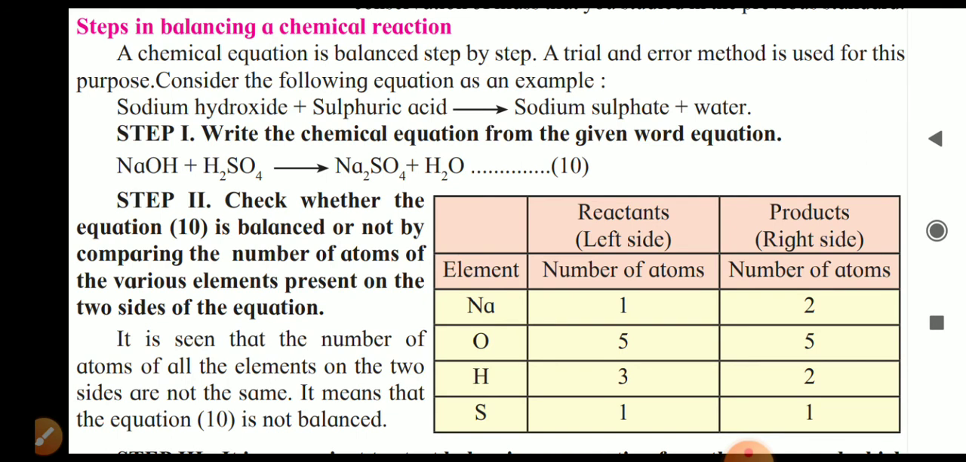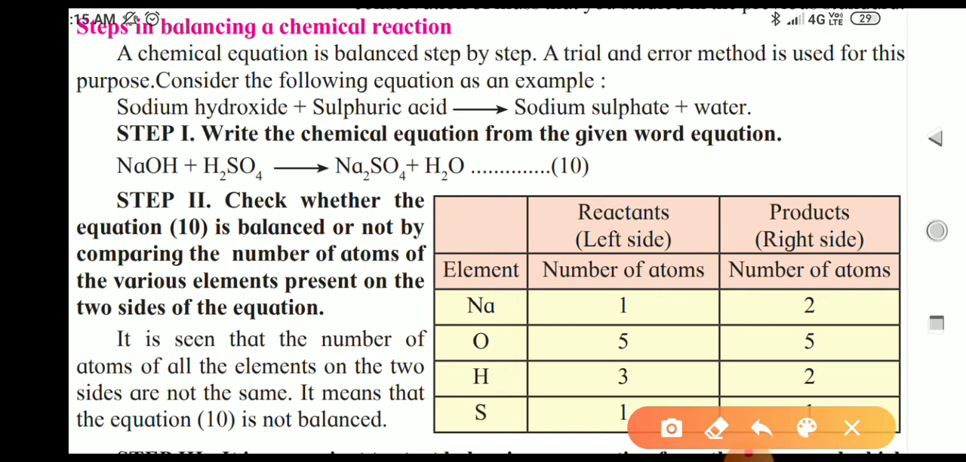So balanced equation is the equation in which all the atoms in reactant side are equal to the atoms at the product side. This is according to the law of conservation of mass, that is the total mass of reactant should be equal to total mass of product, and that is possible when the reaction is a balanced reaction or balanced equation. Here we are taking one example, and stepwise we are going to balance this equation. So let's see the steps in balancing a chemical reaction.